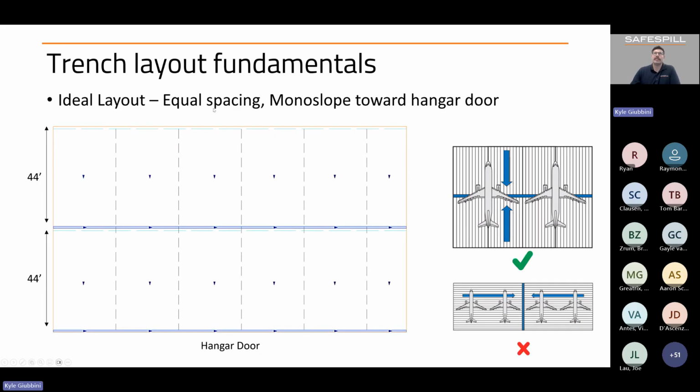Trench layouts: the ideal layout is typically to utilize a monoslope, a continuous slope from the back wall of the hangar down to the hangar door, and then provide trenches at equal spacing so that we have standardized profile lengths. Here we're showing an example where each of those profiles is 44 feet in length. However, if this was a shallower hangar bay, we might be able to reduce these profile lengths. But again, the key is that we have consistent trench spacing to minimize the variety of different profile lengths that we're working with. And whenever we're looking at trench layouts, we reference back to that FM datasheet, where we want to make sure that we're arranging trenches such that we don't have spills going under adjacent aircraft and exposing them if that fuel is ignited.